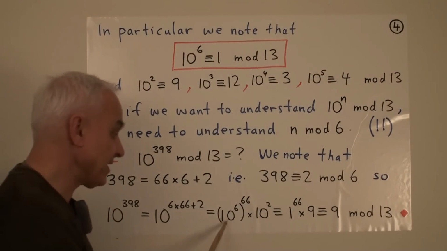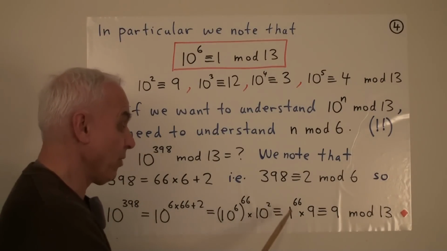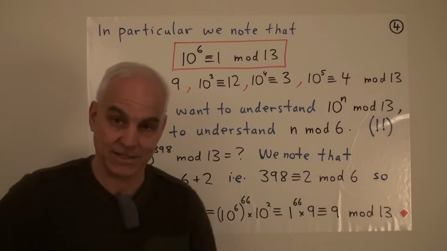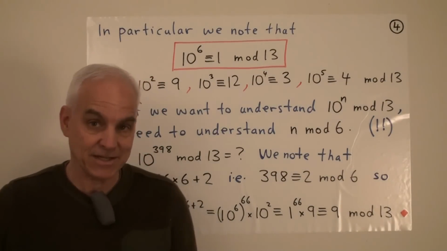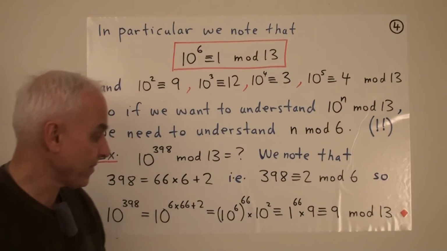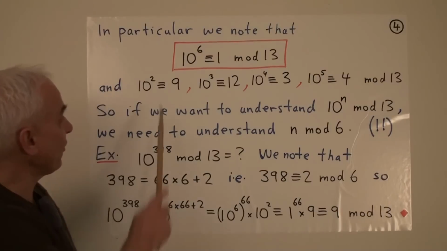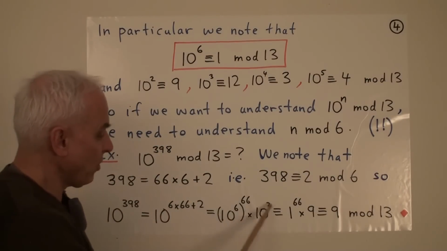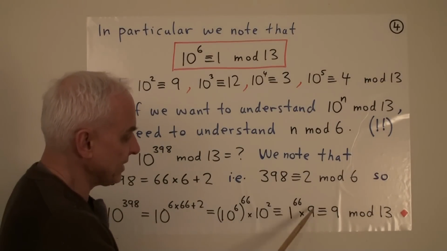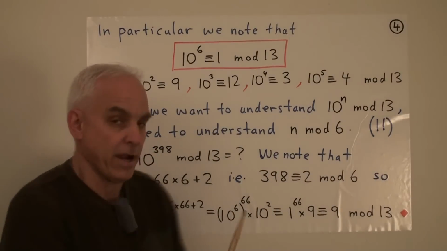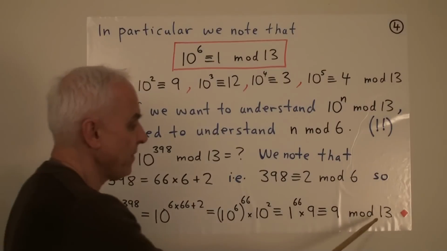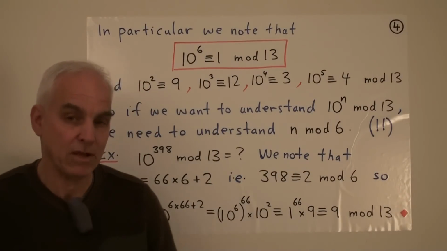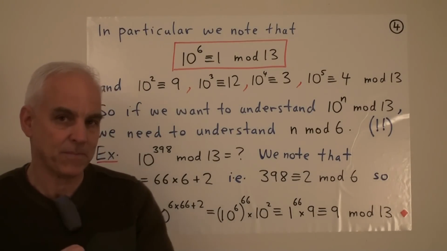That's great, because then this thing to the 66 power will be congruent to 1 to the 66. And that is very simple to calculate. 1 to the 66 is just 1. 10 squared is congruent to 9. So this whole thing becomes just 1 to the 66 times 9, or 9. So this number, mod 13, is 9. It gives a remainder of 9 when you divide it by 13.